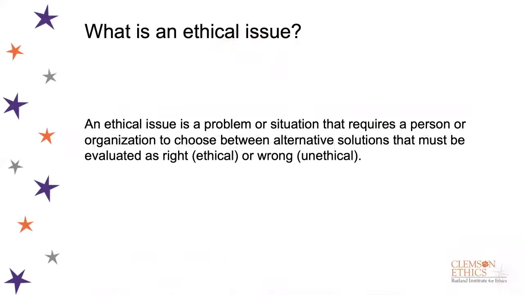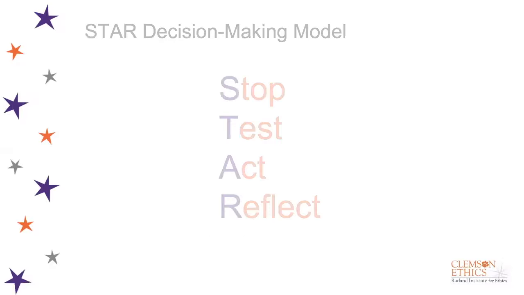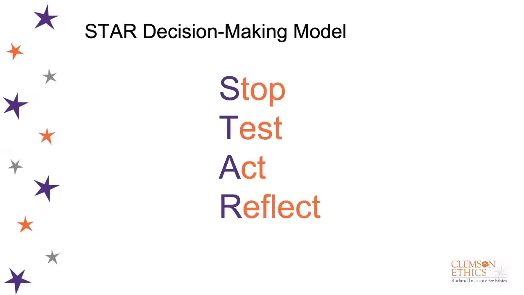So to start off with, let's dive into the topic. What is an ethical issue? Defined, it is a problem or situation that requires a person or organization to choose between alternative solutions that must be evaluated as right, the ethical situation, or wrong, the unethical situation. With decision making comes processes such as active problem solving, logical thinking, and moral evaluations. So the acronym STAR stands for stop, test, act, and reflect in that respective order.